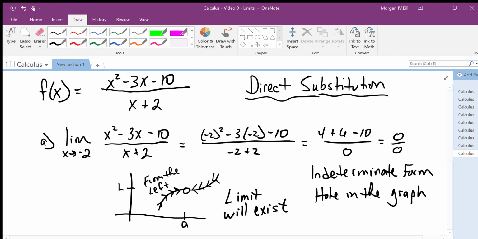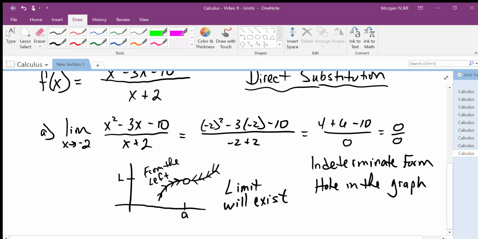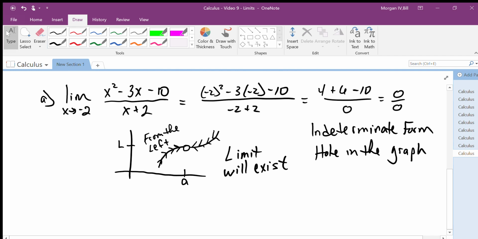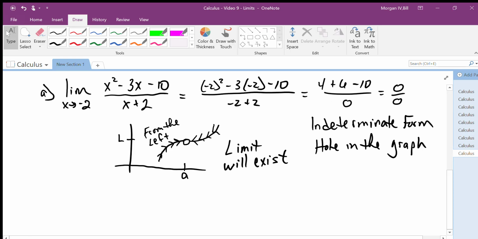Well, often we can now do some algebra. So we'll do this analytically first. One of the things we'll see is it's a polynomial in the numerator and a polynomial in the denominator. Maybe if we factor, one of those terms will cancel out, which is what will happen here. So this is the limit as x approaches negative 2. I'm going to take my numerator, x squared minus 3x minus 10, and factor that. That factors into (x minus 5)(x plus 2). And my denominator is just x plus 2.